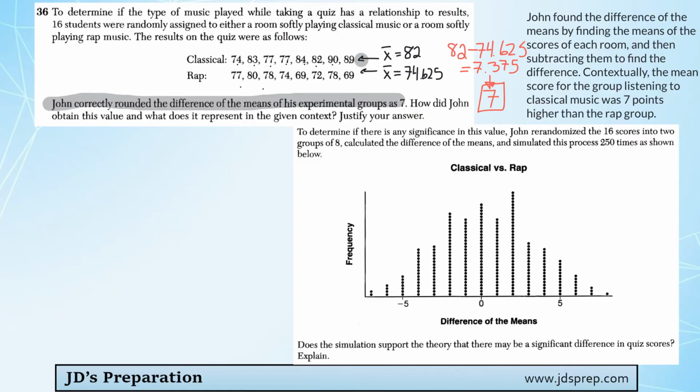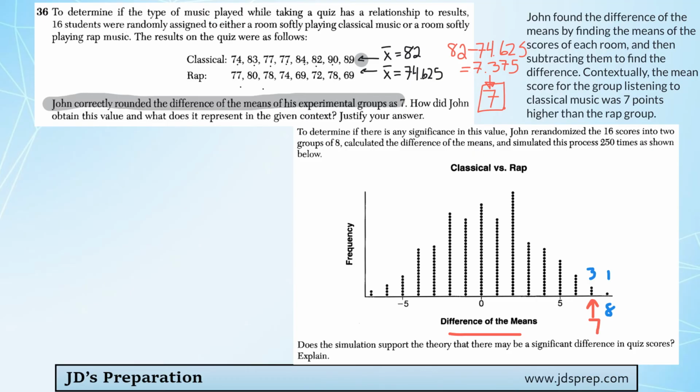So taking a look at the chart we have here, along the x-axis is the difference of the means. Well, we got a difference of means of 7, which would be right here. So specifically, there were 3 that resulted having a frequency of 7 and 1 that resulted in a frequency of 8.